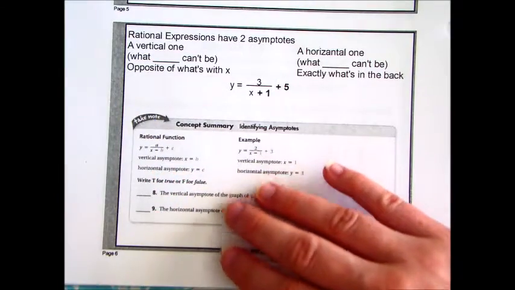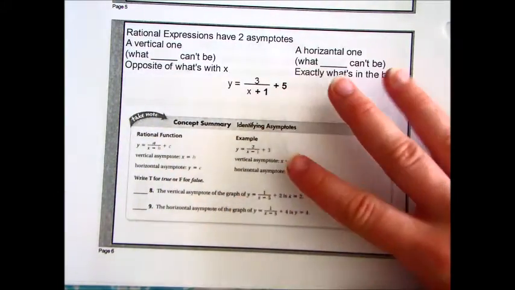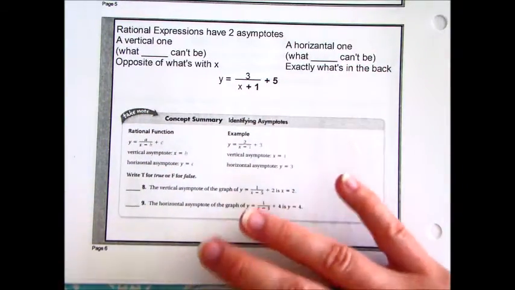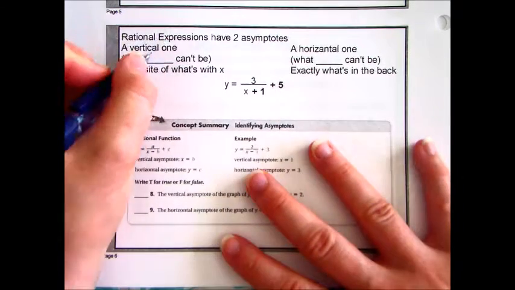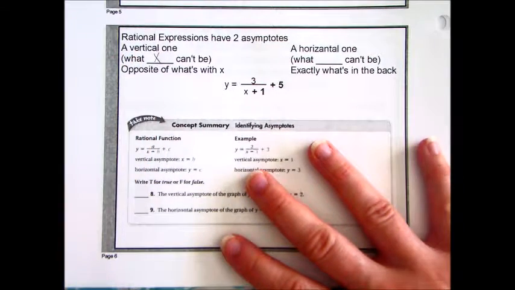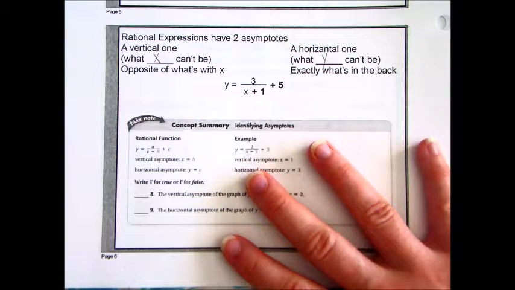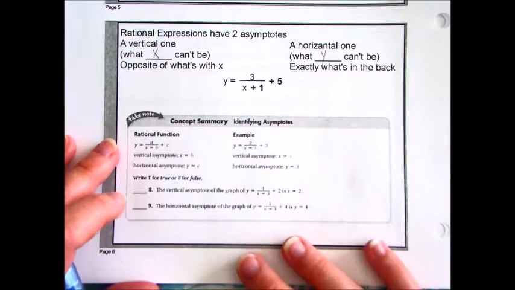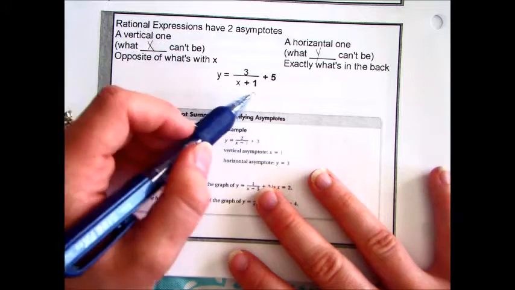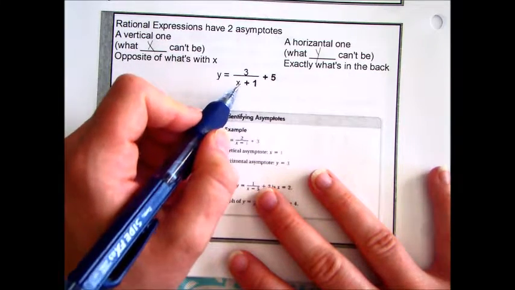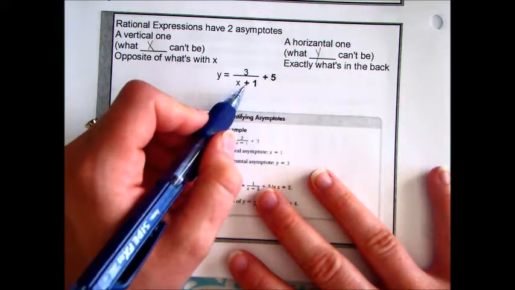Okay. Rational expressions have 2 asymptotes. They have a vertical one. That's what x can't be. And they have a horizontal one. That's what y can't be. I hope I can make sense of this pretty easily for you. So it's really just, as long as x is first, it's opposite of what's with x.